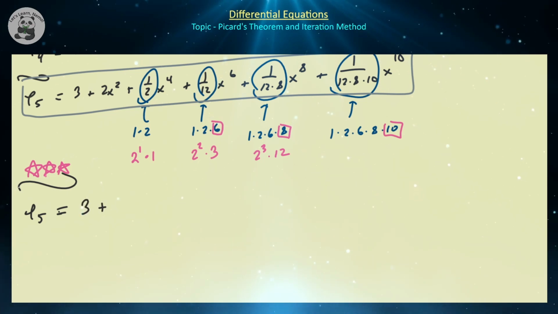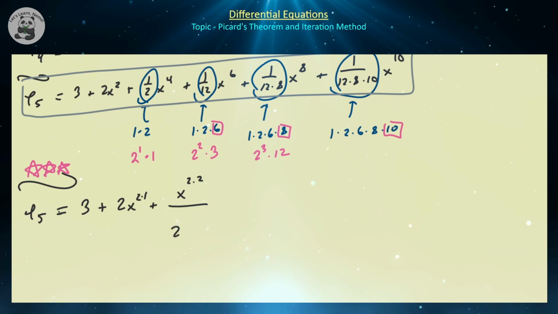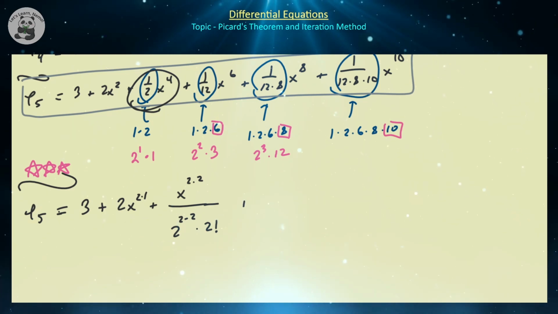I'm going to write this as 3 plus 2x squared plus x to the 2 times 2, because that's the same as 2 times 1, all over 2 to the power of 2 minus 2 times 2 factorial. So I'm sort of decomposing that 1 over 2 times x to the power of 4. Then I'm going to move on to that x to the 6.